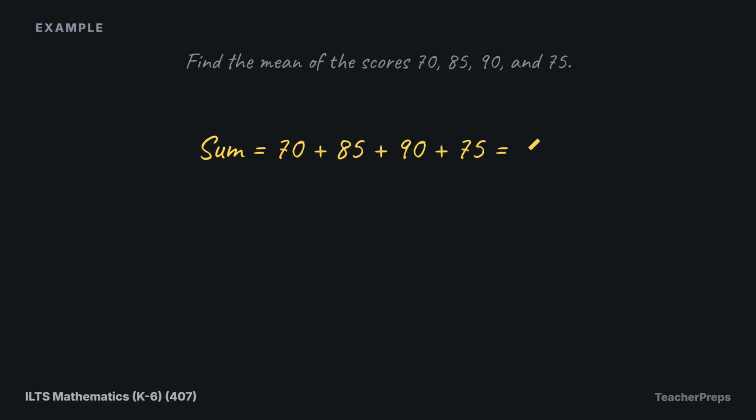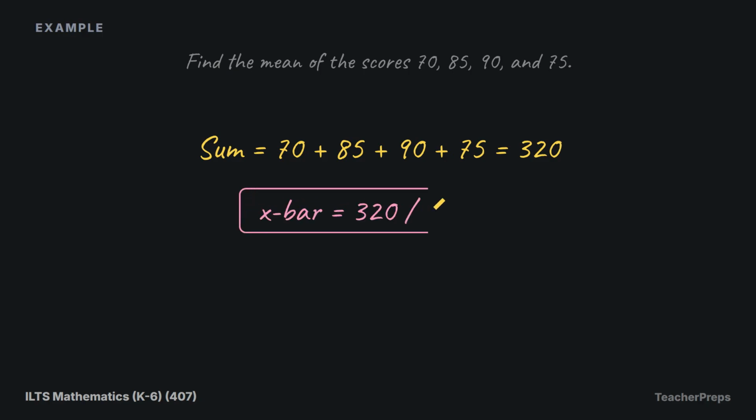Add all values together to get the total sum. Divide by n, the number of values, which is 4, to find the mean.